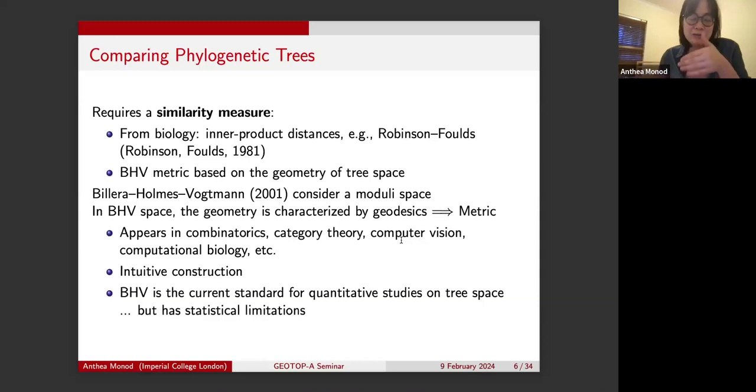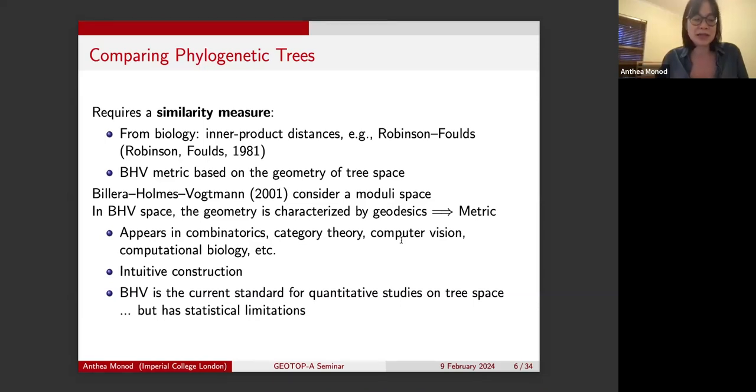If you want to compare phylogenetic trees, you need a similarity measure, right? So this is a distance. In mathematics, this is really a distance that we're looking for. From biology, there are a lot of people who work with distances between trees. These are mostly inner product based distances. The most popular one is known as the Robinson-Foulds distance.